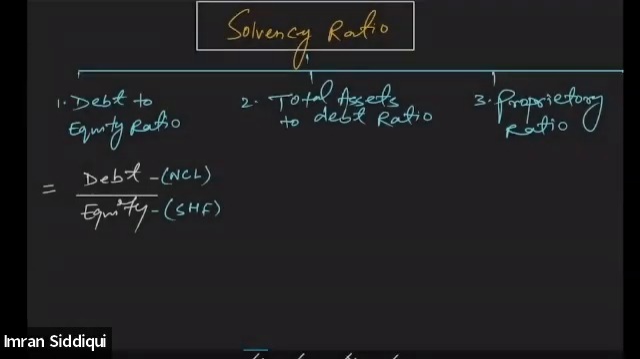Then we have the other ratio, total asset to debt ratio, the formula for which is total asset divided by total debt of the company. Total debt means long-term debt or non-current liabilities, you can say.